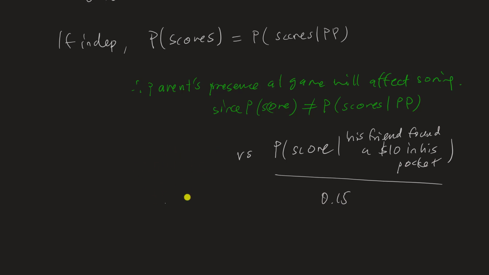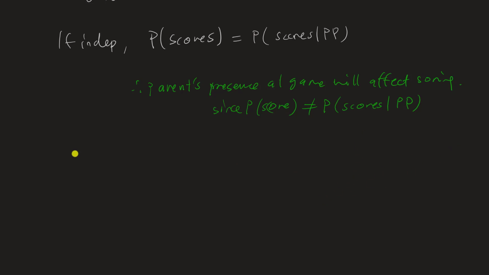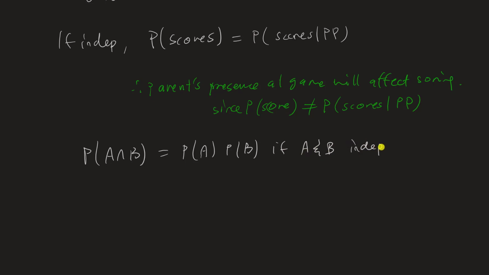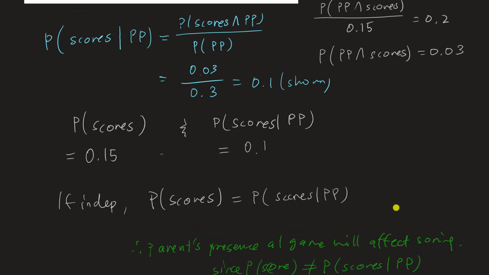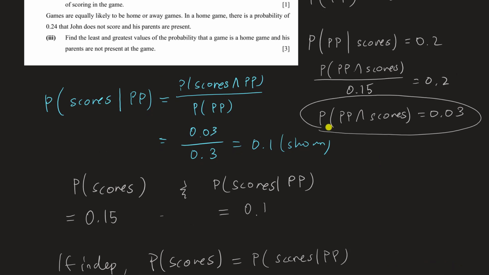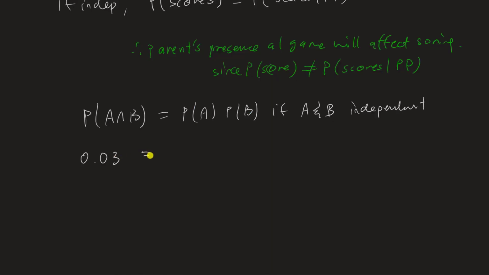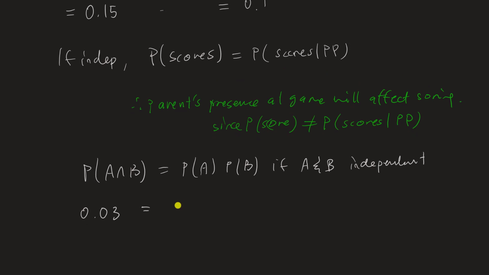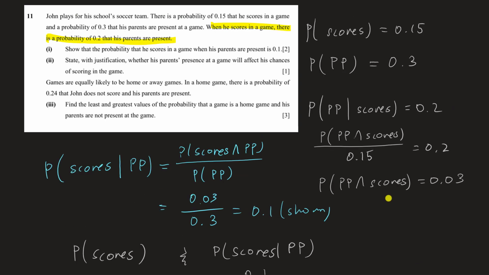Now the second approach is to do this mathematically. To do this mathematically, all you need to do is make use of P(A intersect B) equals P(A) times P(B) if A and B are independent. What is P(A intersect B)? It will be the chances of him scoring and his parents coming, right? We find out that it's actually 0.03. Now, is this equal to him scoring 0.15 multiplied by his parents coming 0.3?